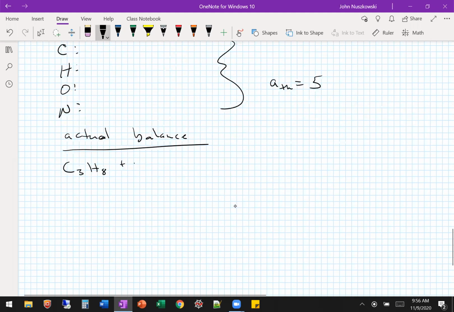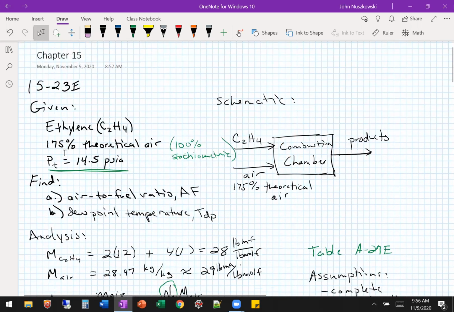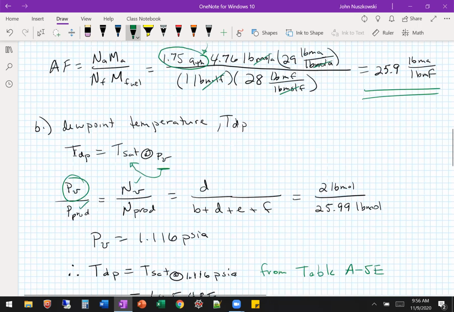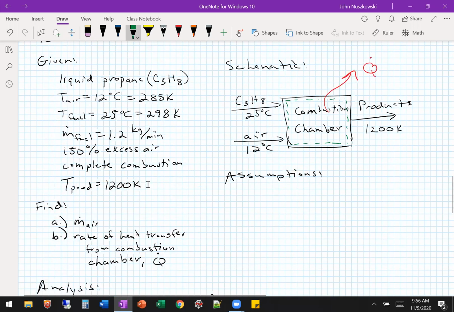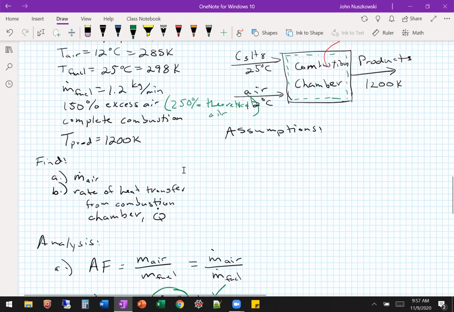Because there's the 100% theoretical air plus the excess. In the last problem it said 175% theoretical air, so this would be the same as saying 75% excess air. In this one, they're telling us excess air, right? So they say 150% excess air. That means that's 250% theoretical air. So that gives our factor there, that 2.5. Yep.